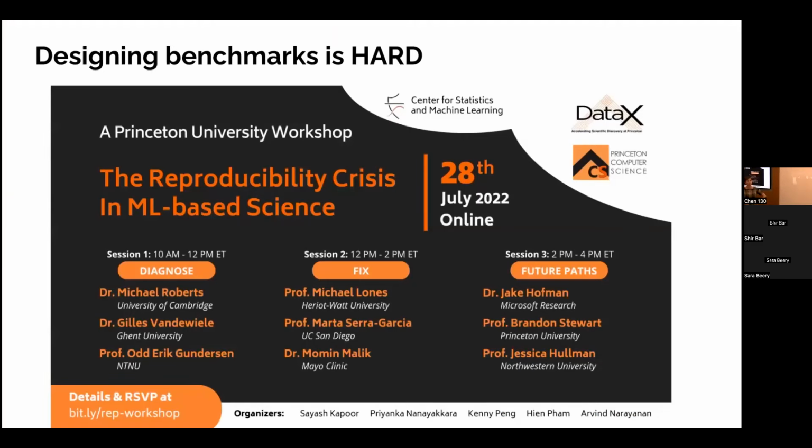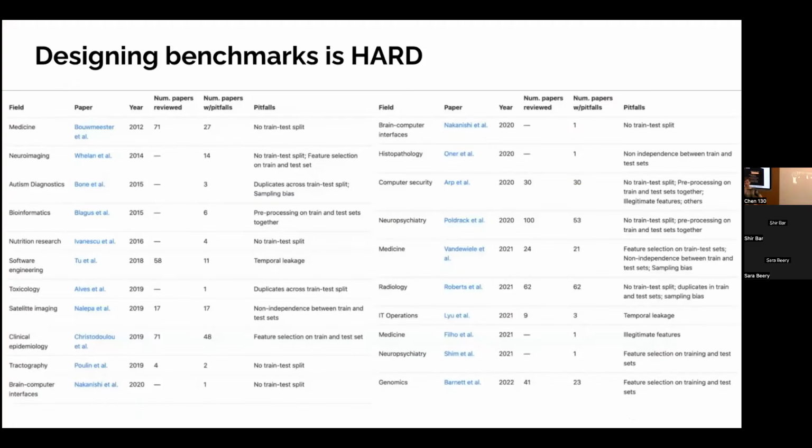But it turns out that designing benchmarks is really hard. This was a workshop that I would totally recommend you all check out if you kind of want to get a little depressed, called The Reproducibility Crisis in Machine Learning-Based Science. They took a hugely diverse set of different fields where people were applying machine learning, everything from medicine to toxicology to satellite imagery. And then they took a subsample of well-cited papers, well-vetted things, and explored those papers and looked for pitfalls in the benchmark construction process.